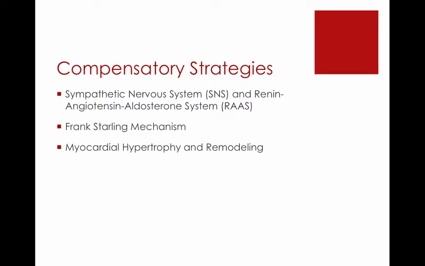So when heart failure takes place, there are several strategies that the body does in order to cope with this heart failure dysfunction. So these include the sympathetic nervous system and the renin-angiotensin-aldosterone system, known as the RAAS. We've also got the Starling mechanism looking at preload and the myocardial hypertrophy, so increase in muscle mass of the ventricles.